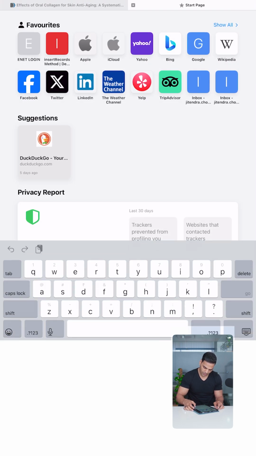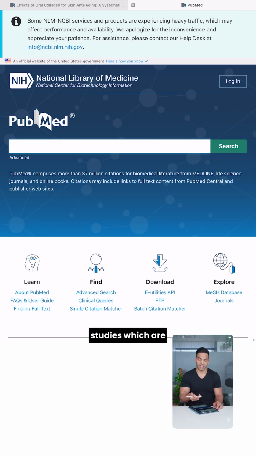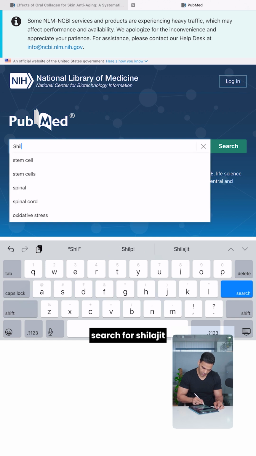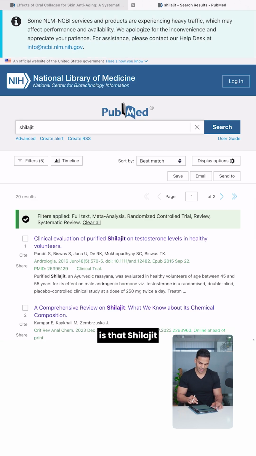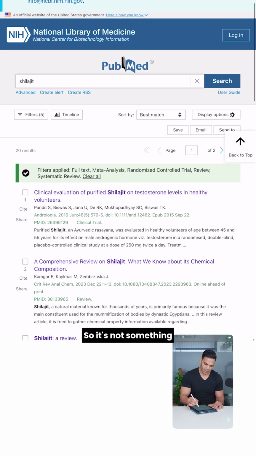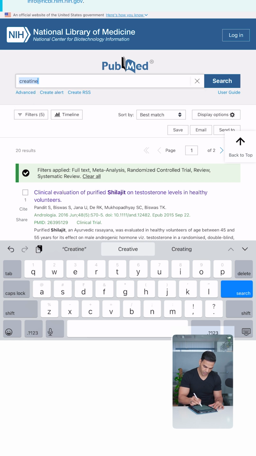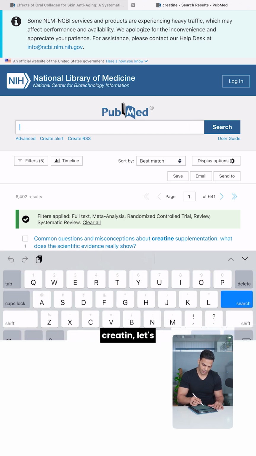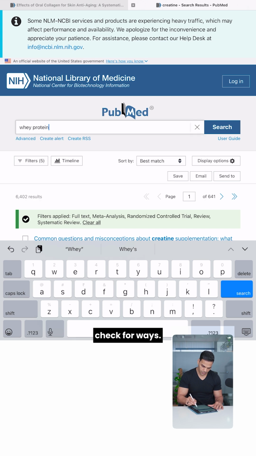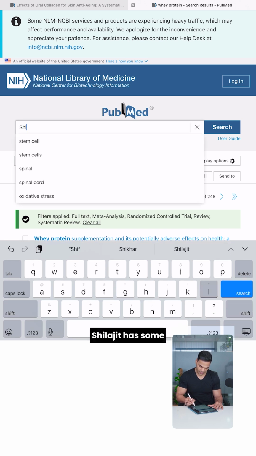I'm going to go on PubMed, and we know that PubMed is a repository, so you have almost 30 million plus studies which are indexed here. So what we're going to do is search for shilajit related studies. One of the things that I've noticed is that shilajit has a very small number of studies. You can literally see about 20 results. So it's not something which has been audited or studied extensively or thoroughly. To put things into perspective, let's just search how many creatine studies there are. Look at that, there's about 6,400 results for creatine. Let's check for whey. Wow, there's over 2,500. Anyways, doesn't matter. Let's assume that shilajit has some early evidence.